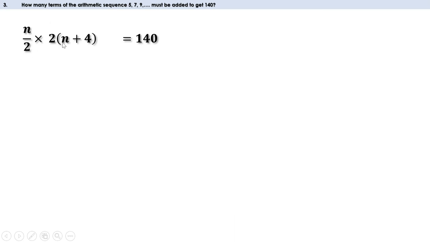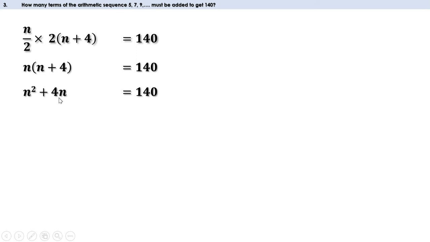We get n into n plus 4 equal to 140. Now let us multiply. n into n is n square, n into 4 is 4n. So this can be written as n square plus 4n equal to 140. Now this is not a perfect square. We have to add something to make it a perfect square. What shall we add? Here the variable is n.